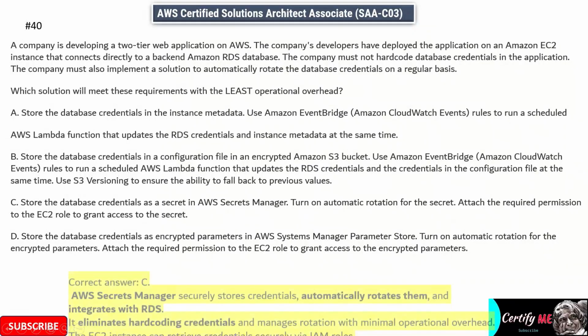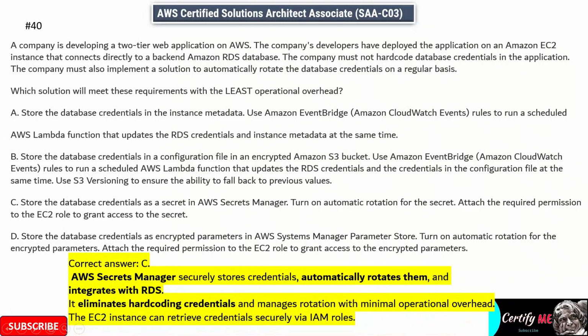The correct answer is option C. AWS Secrets Manager securely stores credentials, automatically rotates them, and integrates with RDS. It eliminates hard-coding credentials and manages rotation with minimal operational overhead. The EC2 instance can retrieve credentials securely via IAM roles.